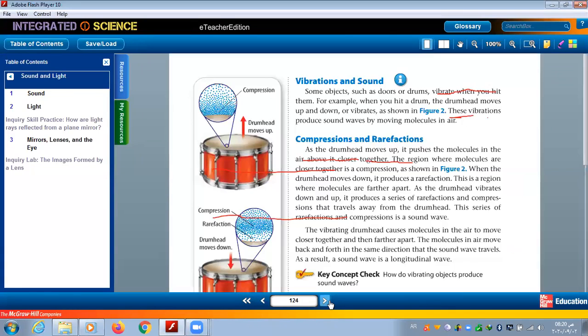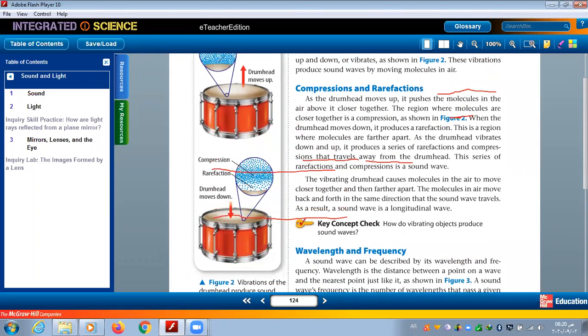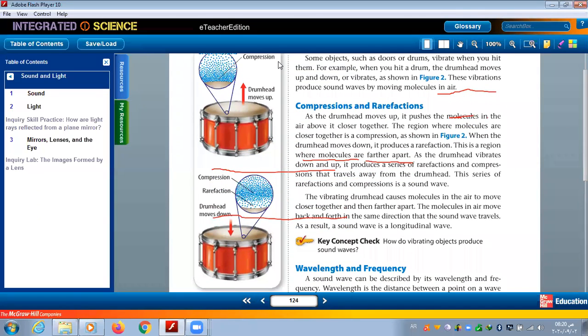Okay, move to another point. Here, vibrations and sound, as we said, some objects such as doors, drums vibrate when you hit them. For example, when you hit a drum, the drum moves up and down or vibrates. These vibrations produce sound waves by moving molecules in air. Okay, the sound waves have two regions. Okay, these regions we name them compressions and rarefactions.